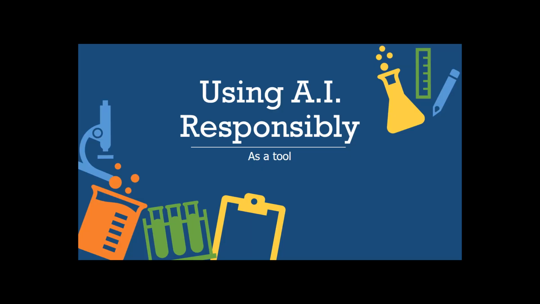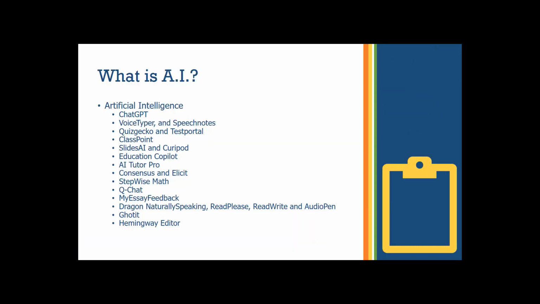Today we're going to look at using AI or artificial intelligence responsibly as a tool that you can use in your studies. So, what is AI? Well, if you use Siri or Alexa on your phone or in your house, then you've been using AI or artificial intelligence. AI are computer systems that simulate human intelligence.